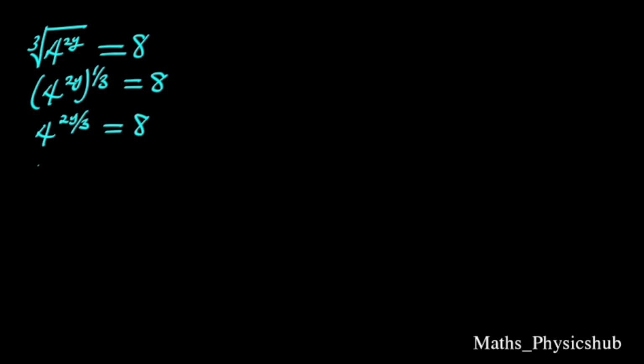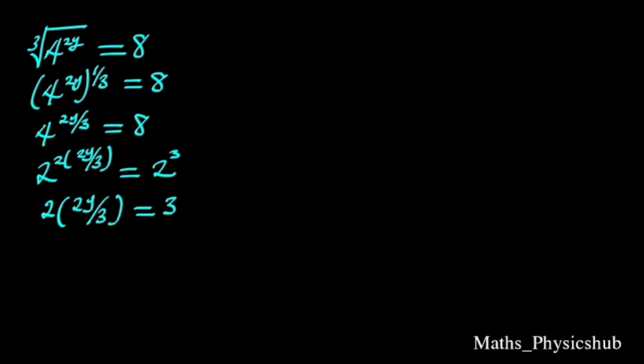Next we express both sides to the same base, that is base 2. It follows that 2^(2 times 2y/3) = 2^3. Next we go ahead and equate the powers, since both sides have the same base. Equating the powers will leave us with 2 times 2y/3 equals 3. Next we multiply the terms on the left side, that is 2 times 2y/3, which will give us 4y/3 equal to 3.